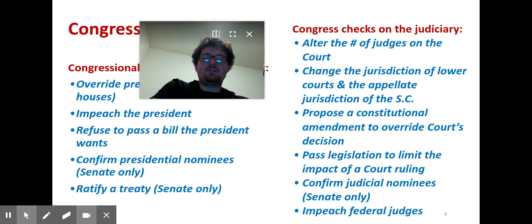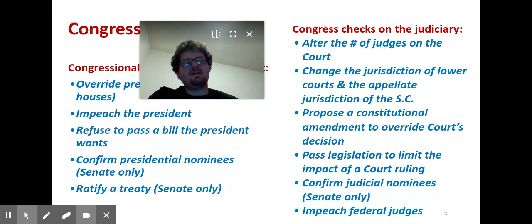Also, they can pass legislation to limit a court's ruling. So the court may say that something is unconstitutional, but then the Congress makes a law that's within the constitutional limits, that kind of just negates a large portion of what the court had set up. We'll look at some specific examples of that later. There's not really a short way to describe that.